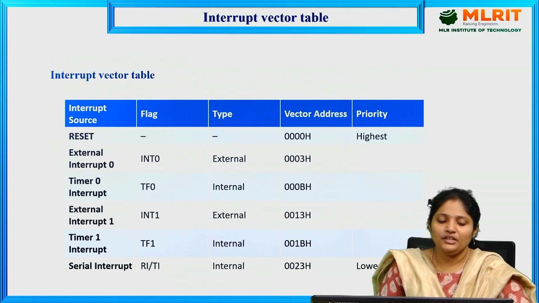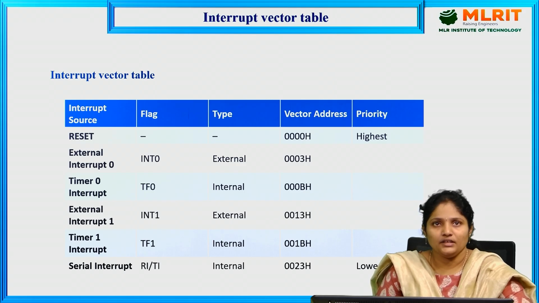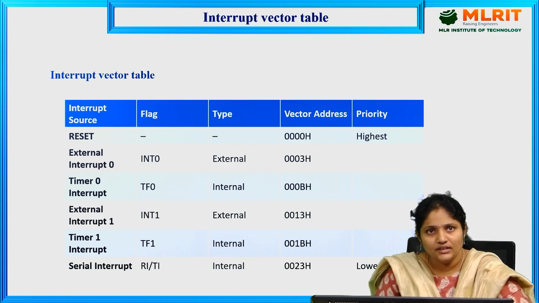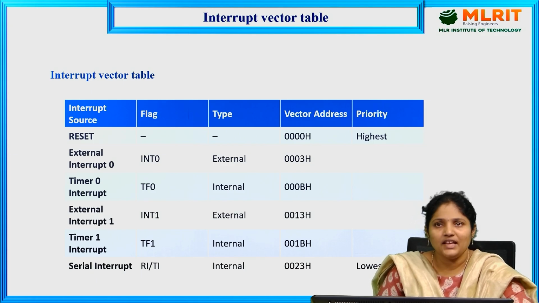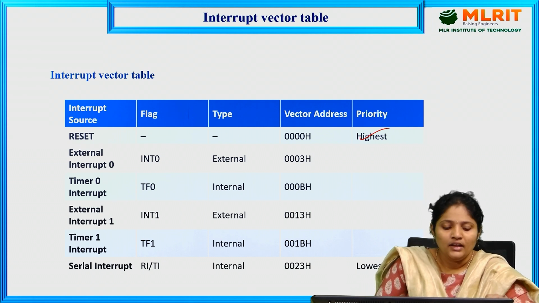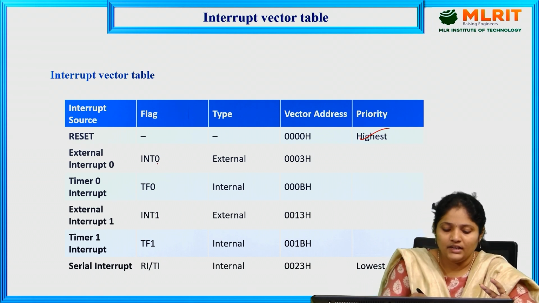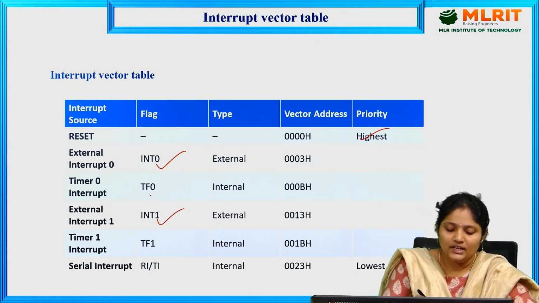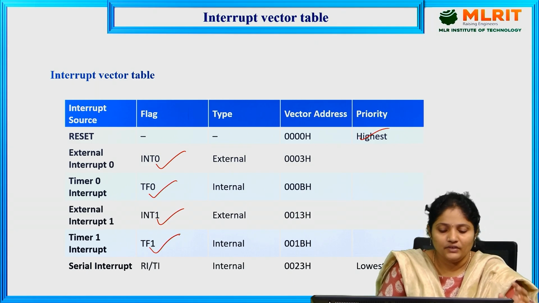Yes. Coming to the interrupt vector table, as I already told you, in 8051 there are 5 interrupts, and in most cases 6 interrupts. The first one is always the reset. It has the highest priority, but the remaining 5 interrupts are: external interrupts, 2, INT0 and INT1, and the timer interrupts, 2, TF0 and TF1. TF0 is the timer 0 flag, and TF1 is the timer 1 flag, right?